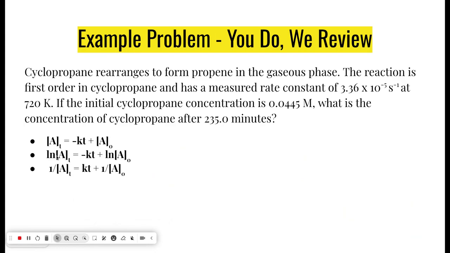All right, so we have another problem here. It says cyclopropane rearranges to form propene in the gaseous phase. The reaction is first order in cyclopropane and has a measured rate constant of 3.36 times 10 to the negative fifth per second at 720 Kelvin. If the initial cyclopropane concentration is 0.0445 molar, what is the concentration of cyclopropane after 235 minutes?